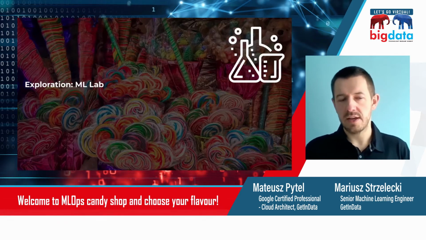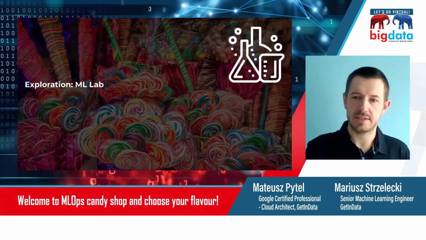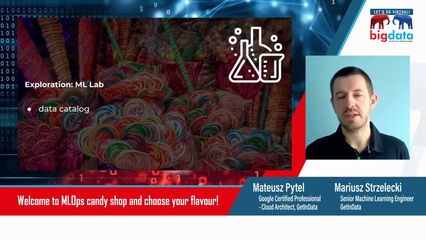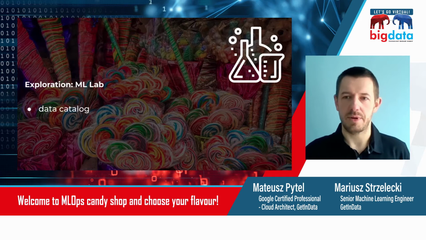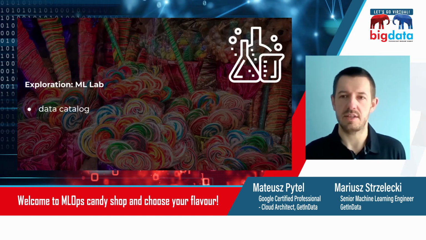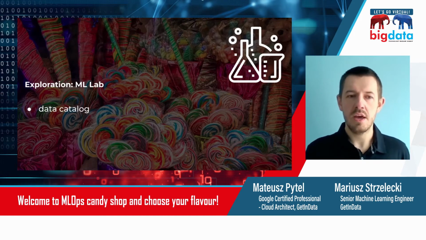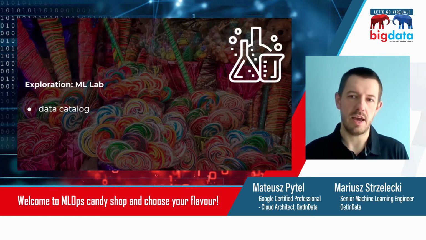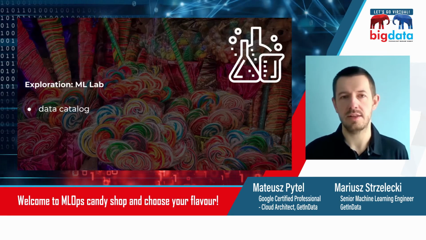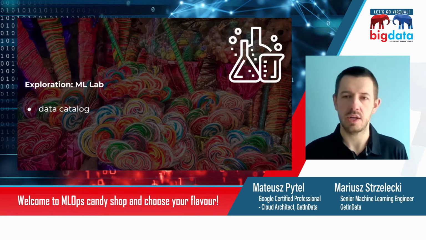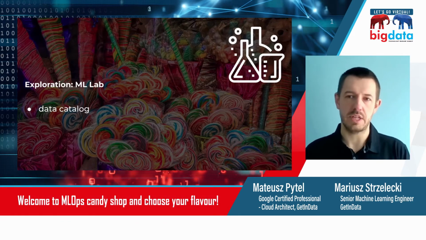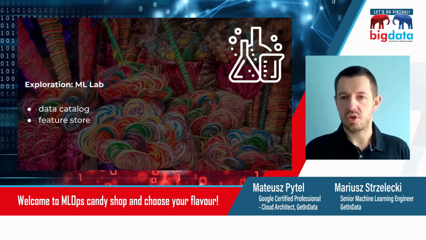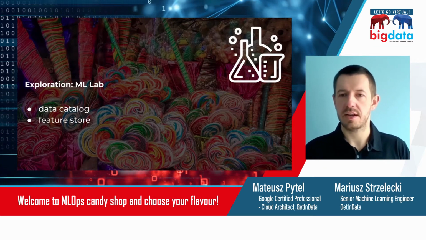So first, ML Lab. What are the key aspects that we see here? So first, data catalog. In large companies, and even in small companies, the data reside in different databases in different systems, and we need to provide a data catalog for data analysts and data scientists to let them know where to get the data from, in what format it is, and what it actually presents. Then feature store, a special case of data catalog.